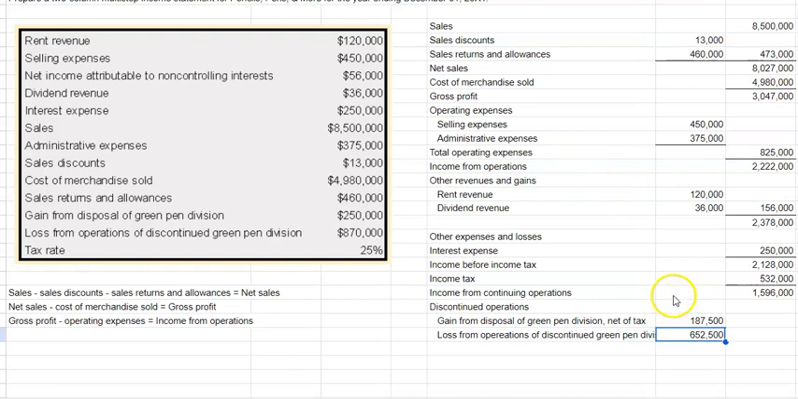652,500. And we're going to need a part 3. Can we get part 3 up next?